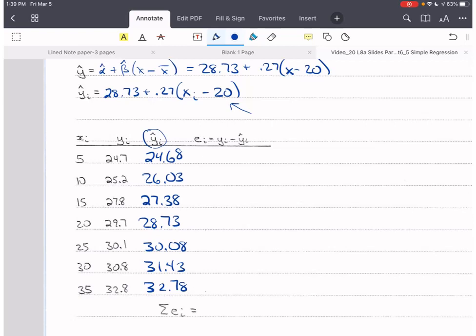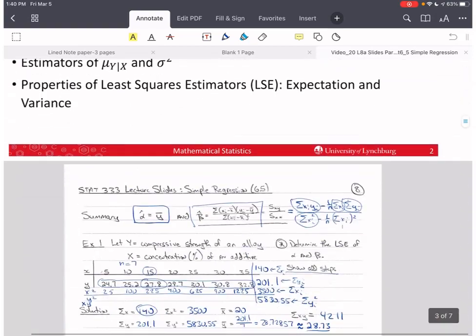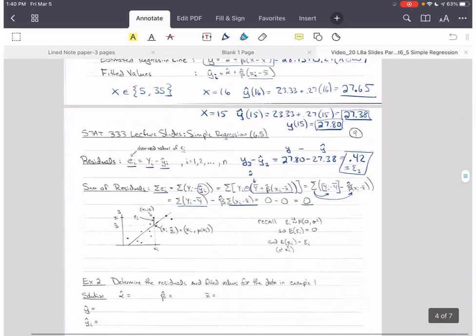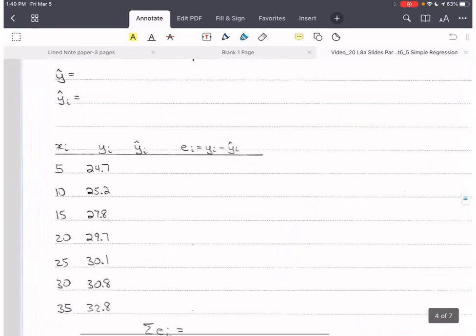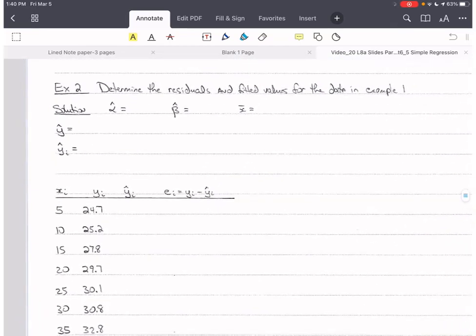And then we're going to take yi minus yi hat. So this is going to be a negative, or actually 24.70. So this is going to be a positive 0.02. Whoops. Sorry about that. Let's go back to where we were. Oh, it looks like it erased my last bit.